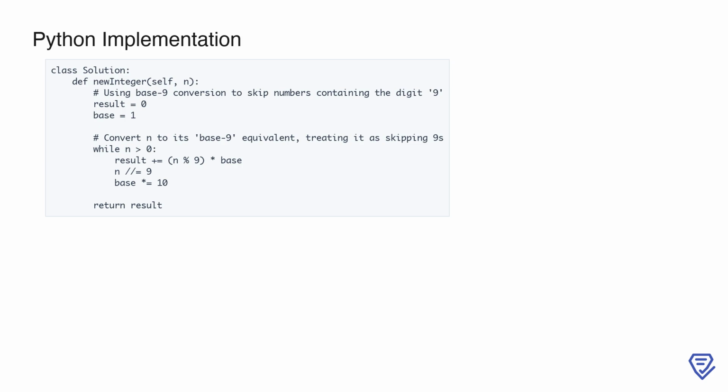Complexity analysis. Time complexity: O(log n), as the loop runs once for each digit in the base 9 representation of n. Space complexity: O(1), as no additional space is used beyond a few variables. This approach ensures optimal performance and avoids unnecessary computation, making it well-suited for large inputs.